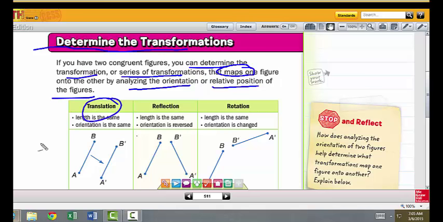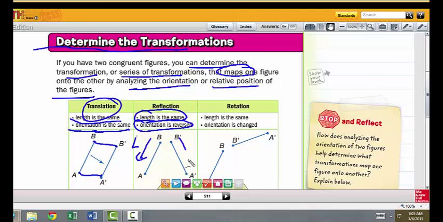If it's a translation, then the length is the same and the orientation is also the same, so we're going to be able to just slide, and both would slide, the B to B prime and the A to A prime. Okay? In the case of a reflection, again, we have length is the same, but the orientation is reversed. What they mean by that, in this case, A is down and left of B, and in this case over here, A is down but right of B prime.